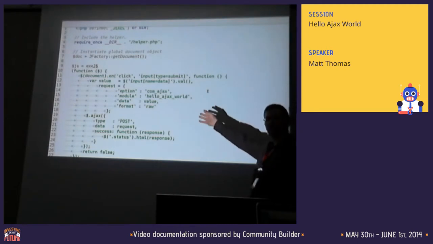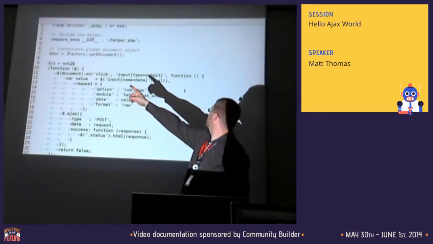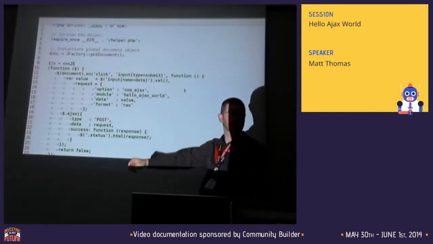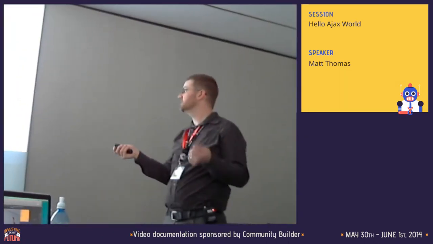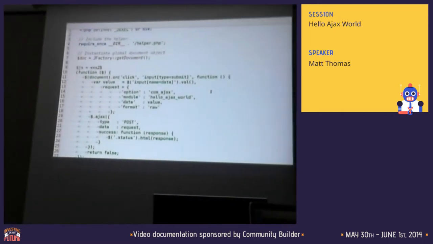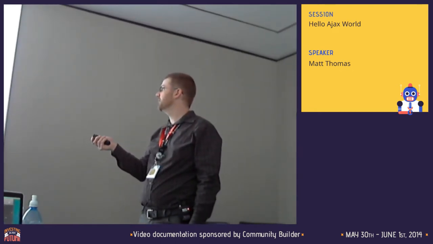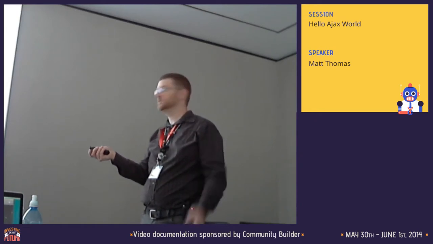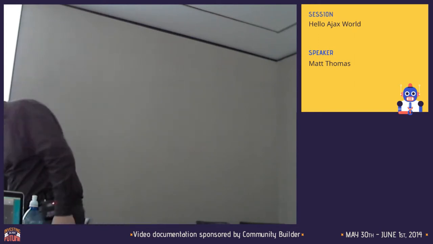And I'm using jQuery once again because it's very readable. Basically, when you click the input type equals submit, we're going to get a value, and that's the value of the input with the name of data. Once again, the request will be made to option equals com_ajax, module equals helloajaxworld. The data is a custom parameter that I've added in my module. It's going to be equal to the value from the input with the name equals data, and the format is raw. All I'm doing here is updating that status div that you asked about. That's it. That's the JavaScript. That's the request. Very simple.